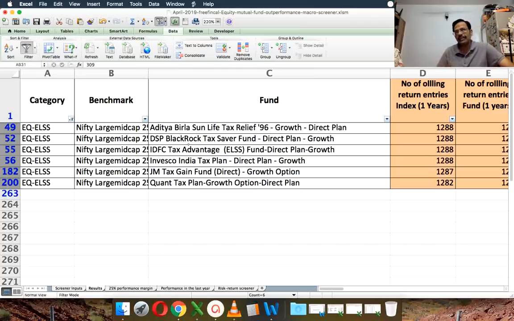Of course, please recognize that this list will keep changing from month to month, or every 6 months to 1 year and so on. You cannot expect to be invested in the best fund always. Of course, this is one way of screening funds. So please recognize, use the screener not to check the performance of your funds, but use it to pick a new fund. That will help you.